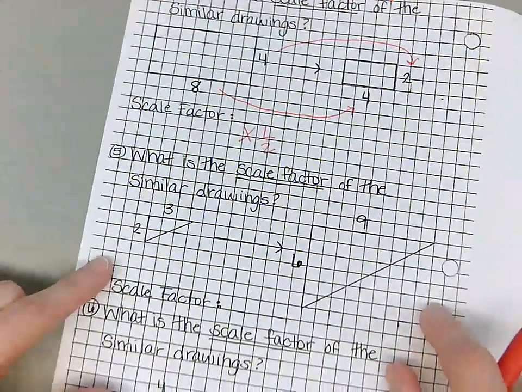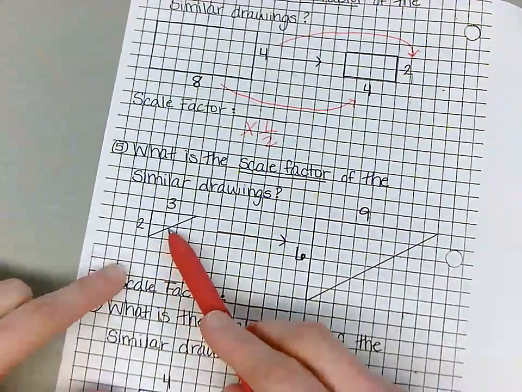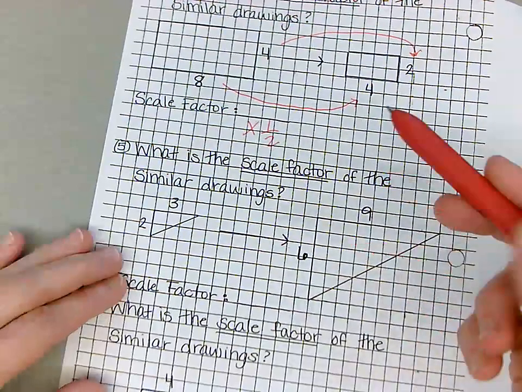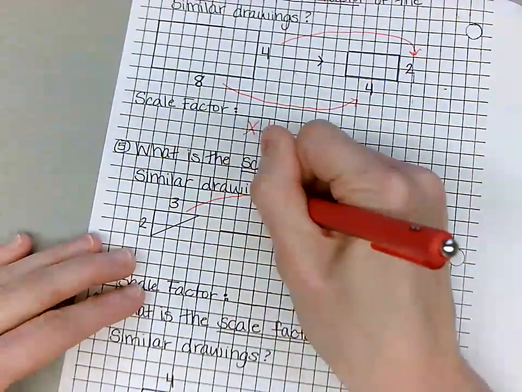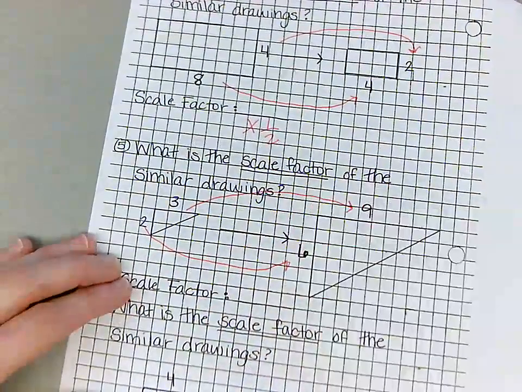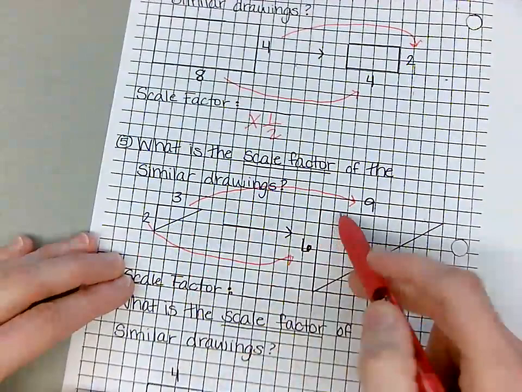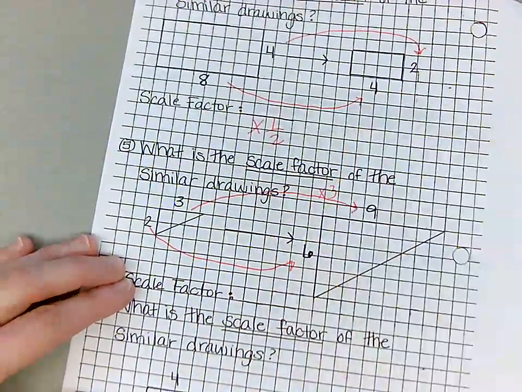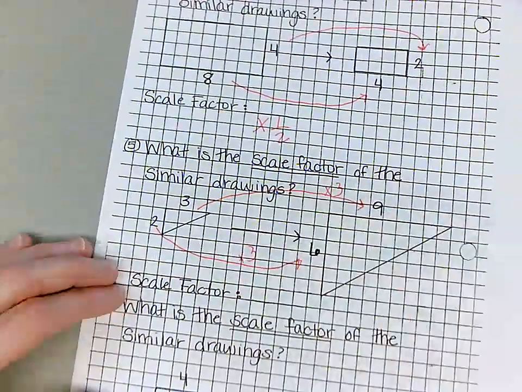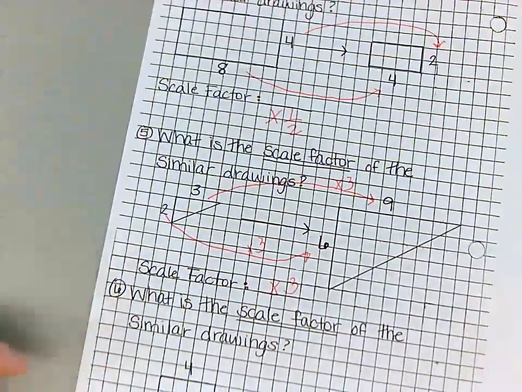Number 5, what's the scale factor of the similar drawings? So you're going from a smaller shape and growing it, it's getting larger. If you think about it, 3 matches up with 9, 2 matches up with 6. How much larger is this getting? From 3 to 9, that's getting 3 times bigger. From 2 to 6, that's getting 3 times bigger. So your scale factor is times 3.